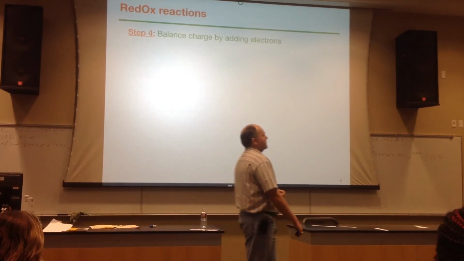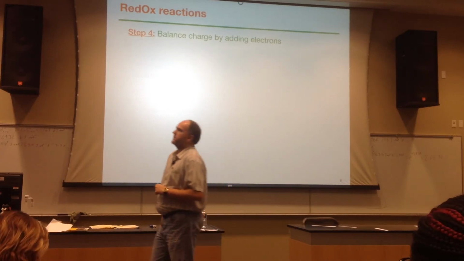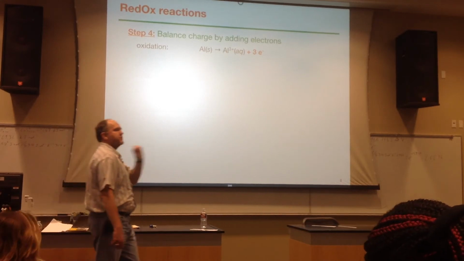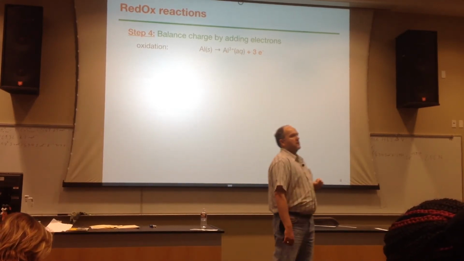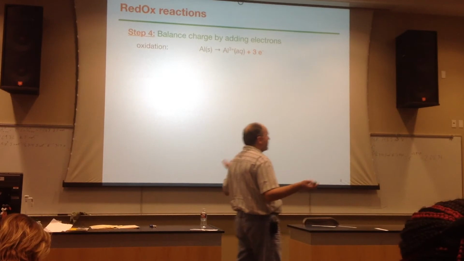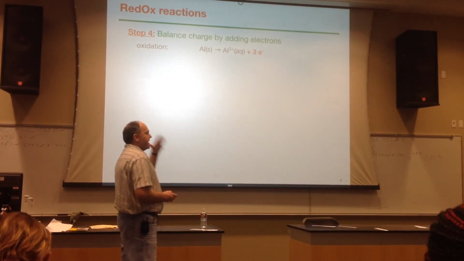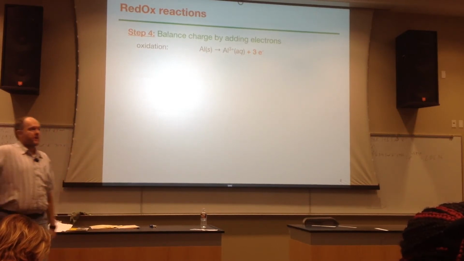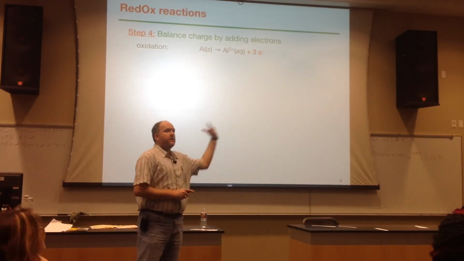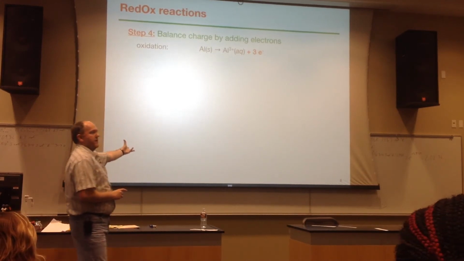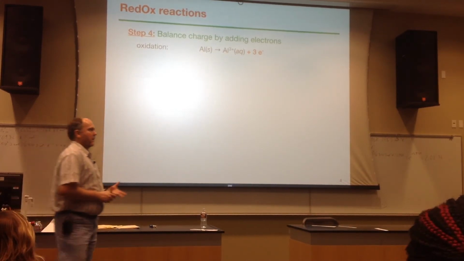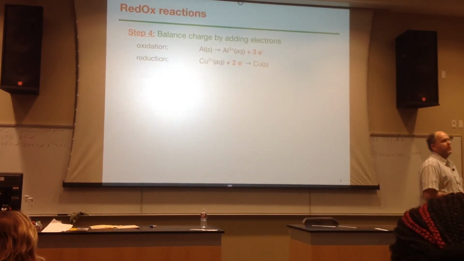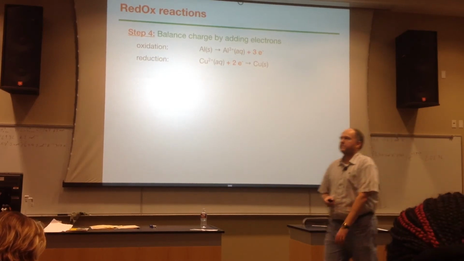Okay, step 4 is balance charge by adding electrons. All right, so I have aluminum going to aluminum 3 plus. All I can do to balance charge is add electrons. Okay? So I'm going to have to make sure that I'm careful there, that I get rid of any excess positive charge, or if I have excess negative charge on one side, I'm going to have to add more negative charge on the other side in order to get it balanced. I've got to pay attention to that. All right. So I add 3 electrons to the product side of aluminum. I'm going to add 2 electrons to the reactant side of copper.